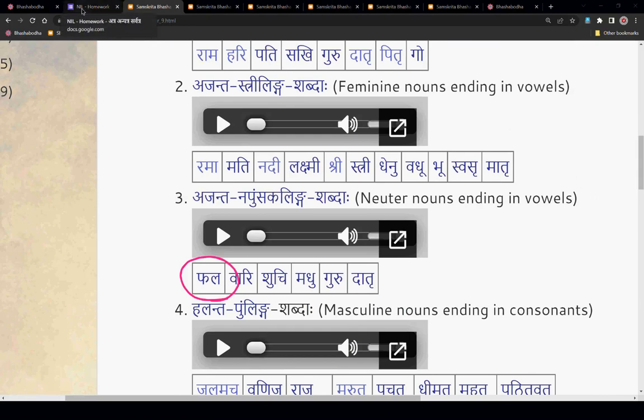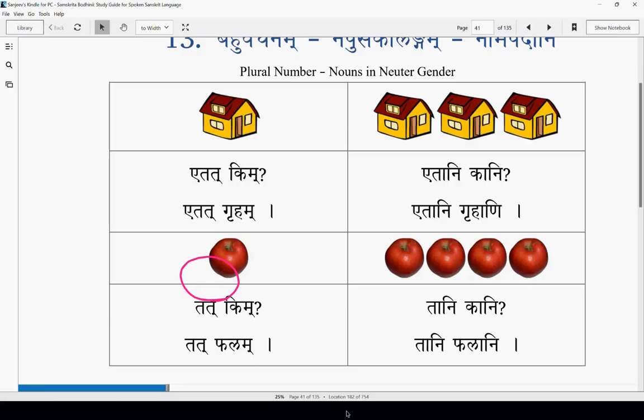The other words, napumsakalinga words ending in A, Akaranta napumsakalinga shabda, which are the examples? You should know many by now, right? Like Phala or Graha. What are the other words? Graham, Phalam, Pustakam, Netram, Jalam.